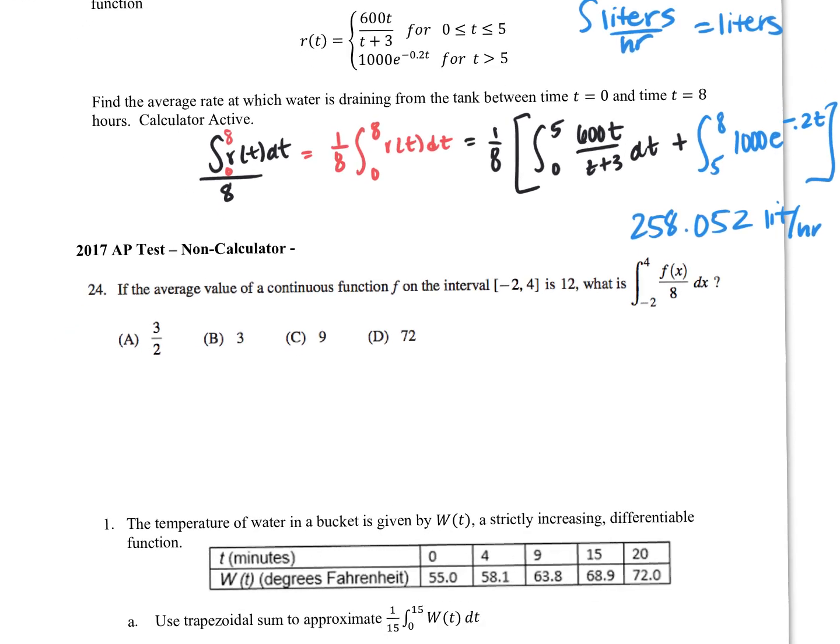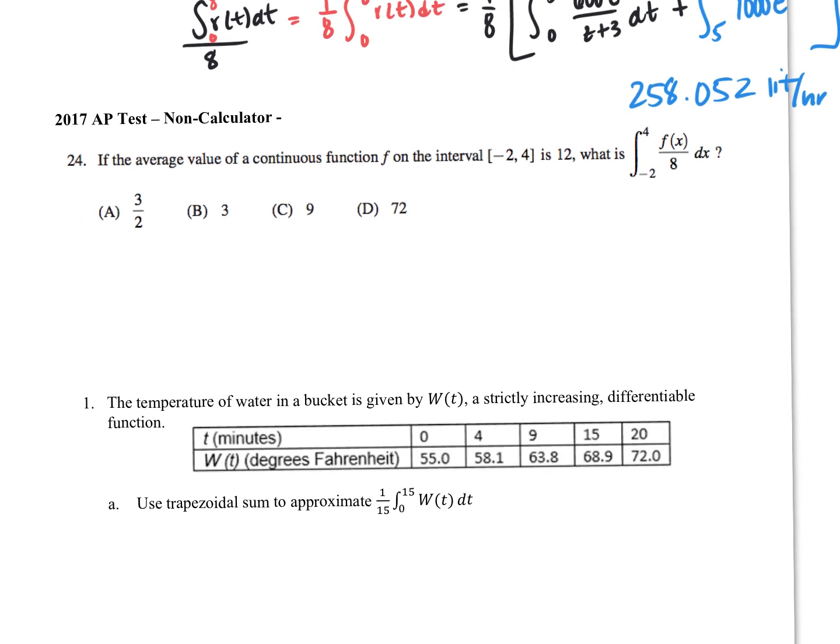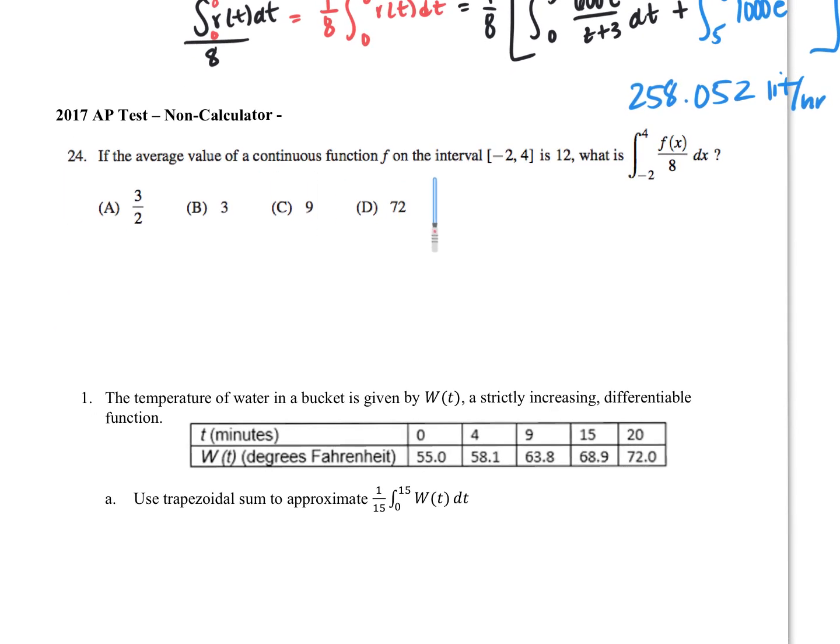Great question. Okay, now I'm going to intensify these a little bit. If the average value is 12, I'm telling you what the average value is, then they want to know what this integral from negative 2 to 4 of some function is, divided by 8. You're like, what? So we're building this up a little bit. Let me remind you real fast, because this is what we did yesterday. Average value is, you agree, 1 over b minus a times the integral of a function. That's good old average value.